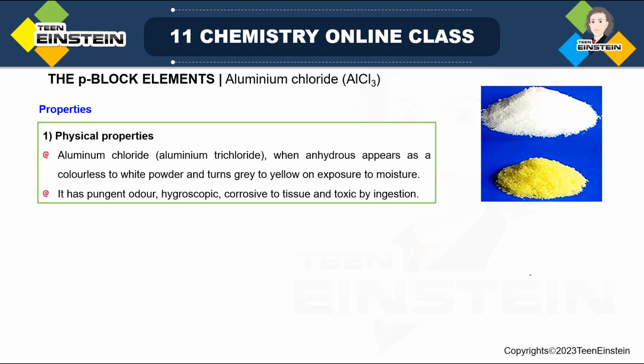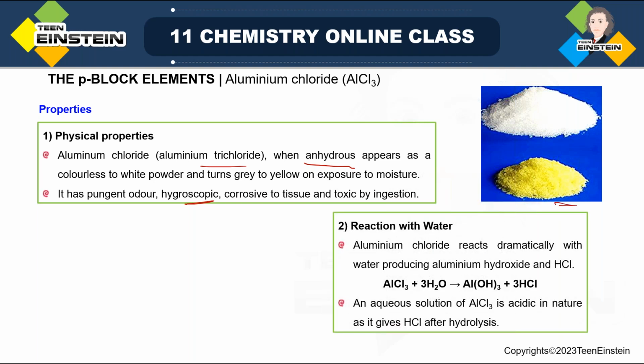Next we will see its properties. Aluminium chloride, its properties. As you can see in the picture, 2 types of colors you can see. Depending on its purity, different colors can appear. Aluminium chloride is sometimes called aluminium trichloride. When it is completely anhydrous, then only it is colorless or a white powder. But when it is turning gray or yellow because of exposure to moisture, then it looks like this. Fine. It has a pungent odor, it is hygroscopic, that means it has a tendency to absorb water. Corrosive to tissue, you shouldn't touch it with your hands. And it is toxic by ingestion.